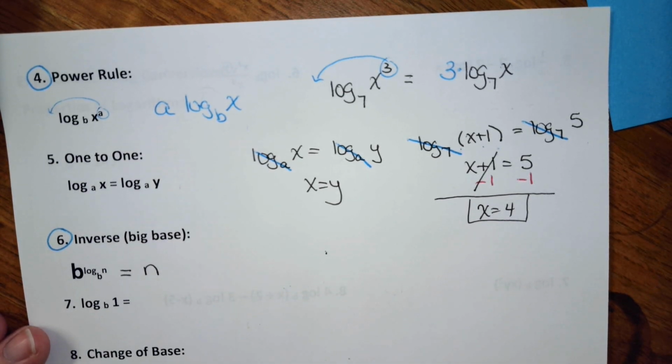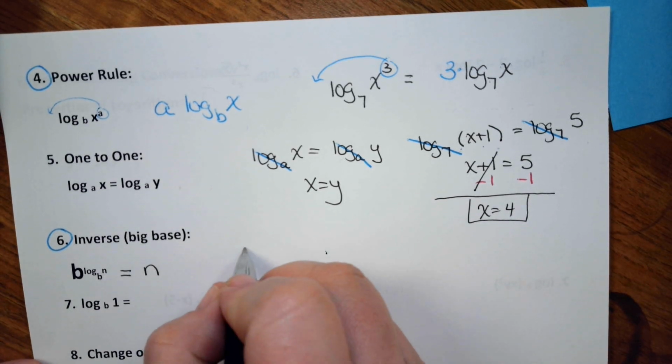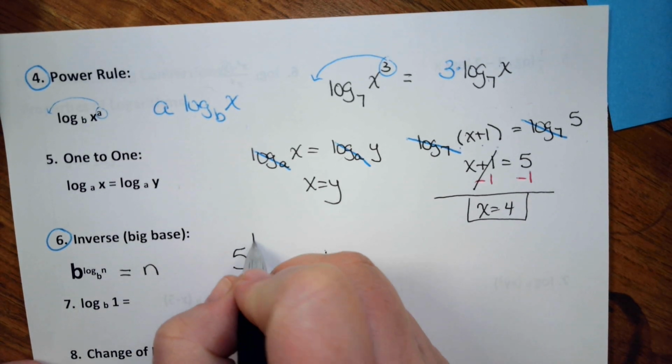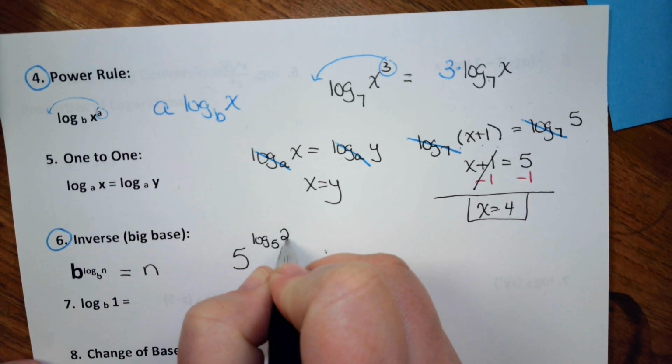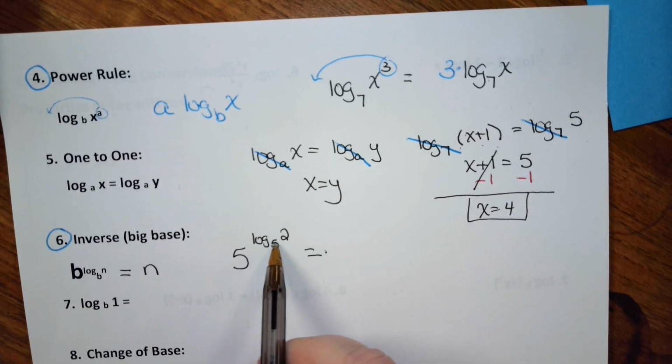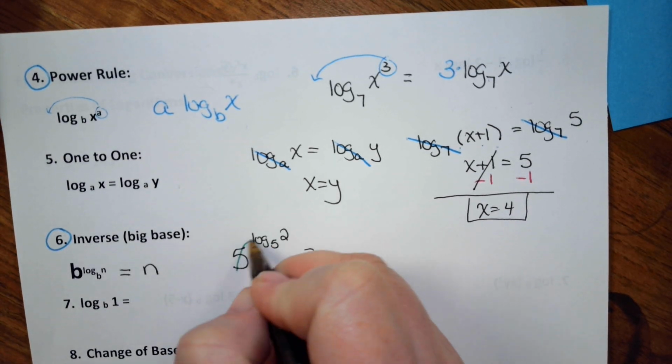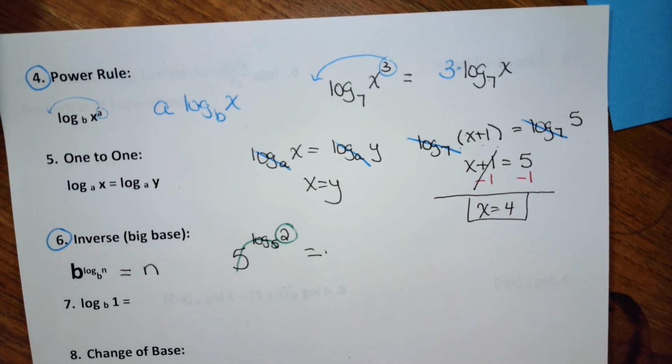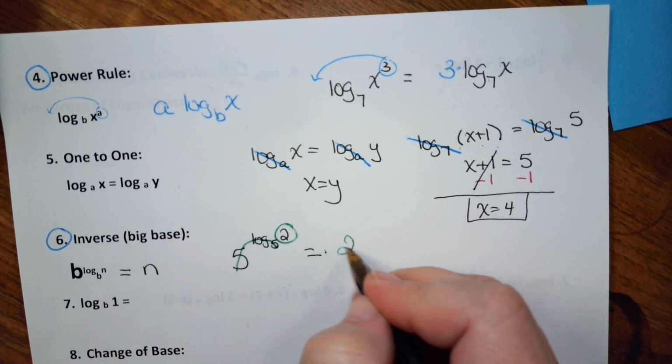Now, what in the world does that mean? Well, let's look at an example. If I had 5 raised to the log base 5 of 2. See how the big base and the little base are the same? So that cancels, and we're left with just the 2. So 2 is your answer.